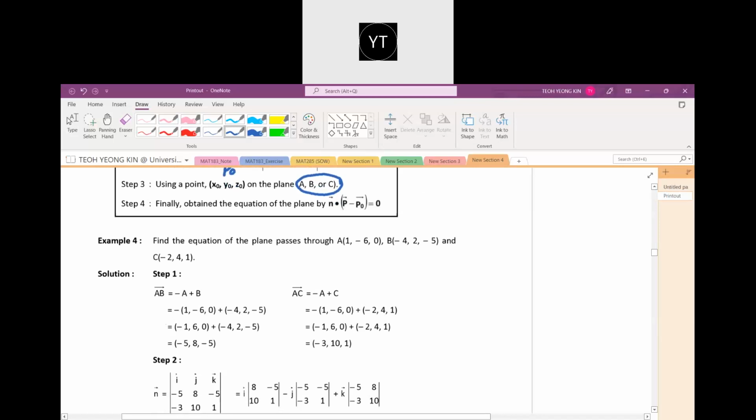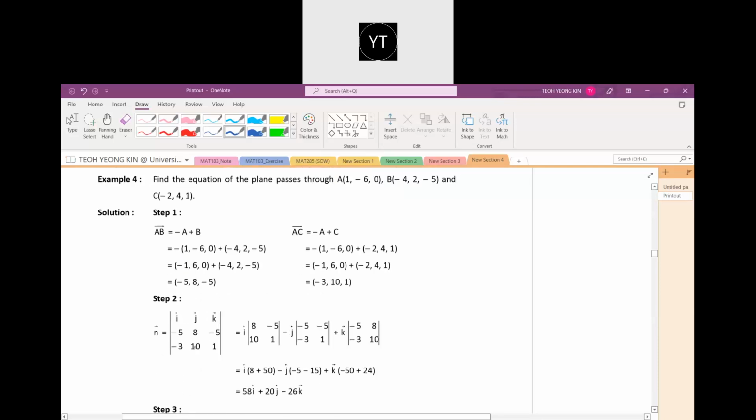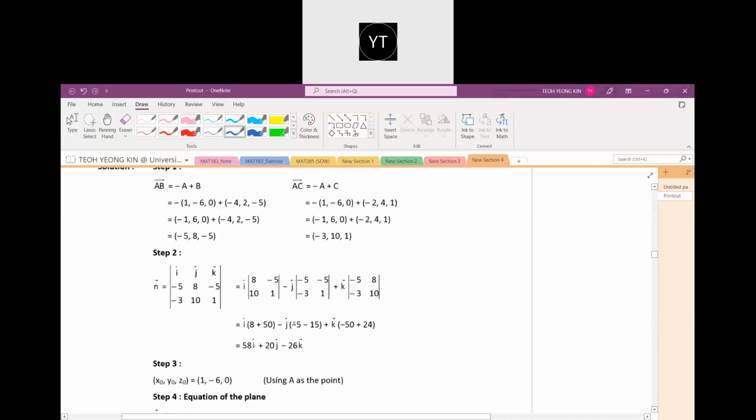So you can see from finding the equation of the plane, this example 4 passes through the points A, B, and C. So in this case we have 3 points on the plane, and we can form the vectors AB and AC. What is the formula? Negative A plus B, and another one is negative A plus C. From this, we can get the two vectors, vector AB and vector AC. Then what do we do? We do the cross product as our normal vector. So the cross product gives us the normal vector.